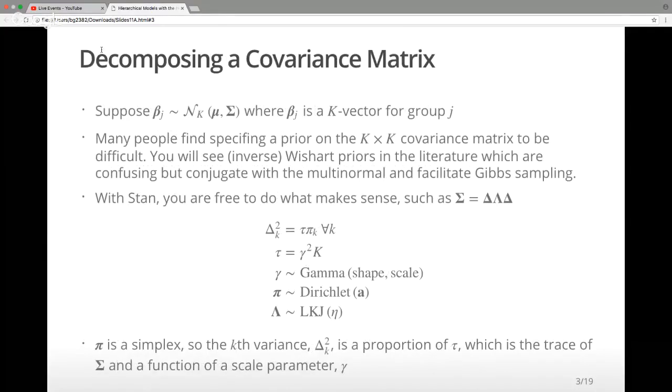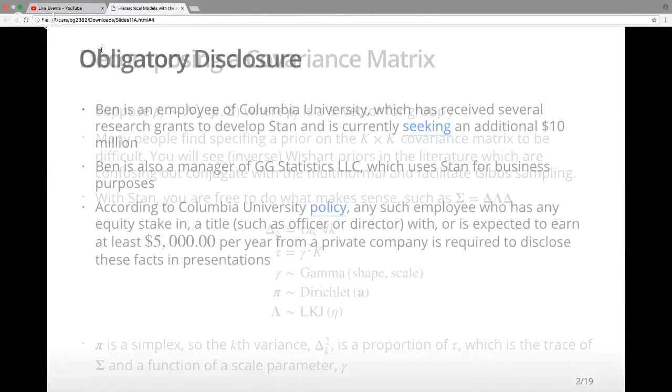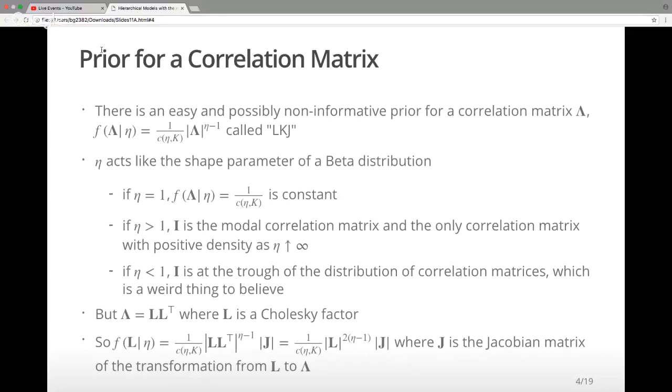And so we have like 4 levels of decomposition here. We're decomposing sigma into delta and lambda, decomposing the variances into tau and pi, decomposing pi into gamma squared by k, taking gamma to be primitive, taking pi to be primitive, and then decomposing lambda into L times L transpose and putting the LKJ prior for Cholesky factors on L. And those defaults work pretty well, incredibly well, really, in rstanarm.